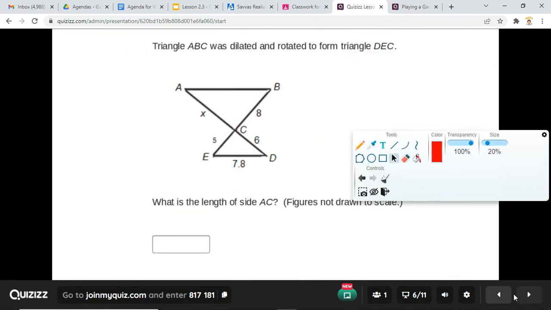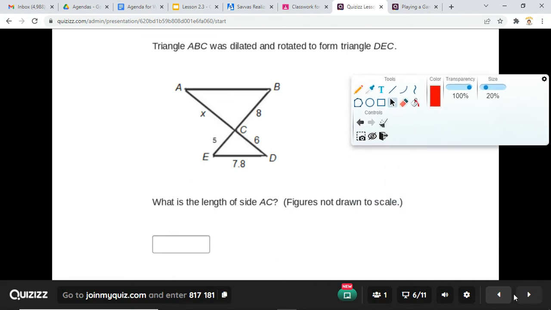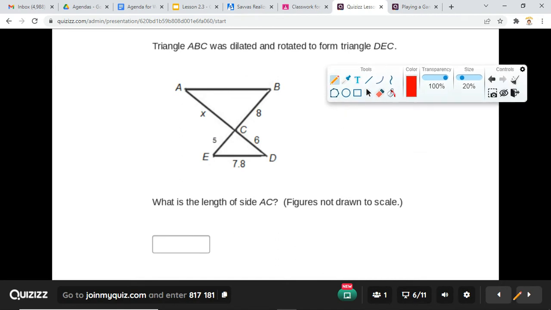All right, triangle ABC was dilated and rotated to form triangle DEC. And we want to find the length of this side AC here, our little variable x. So what we want to find out is which side lengths we have to multiply by to get to our new side lengths, right? Because remember, if triangles are similar, that means you could perform a dilation to go from one to another. And since this is just dilated and rotated, yes, these two triangles are similar.